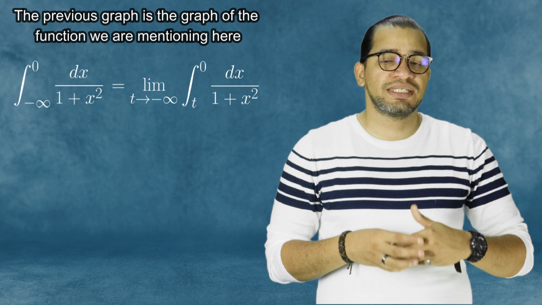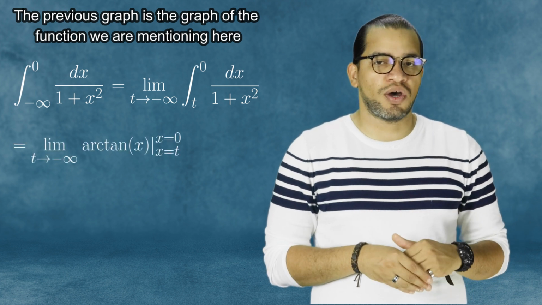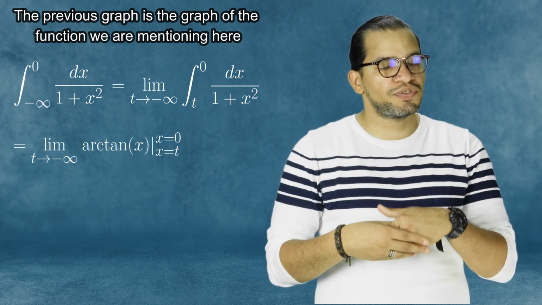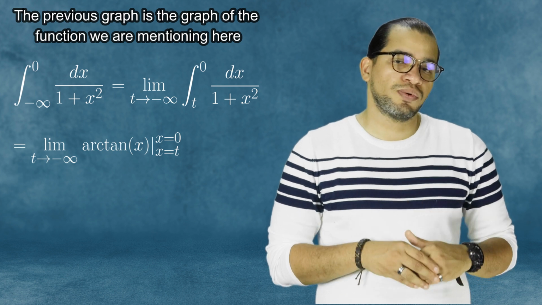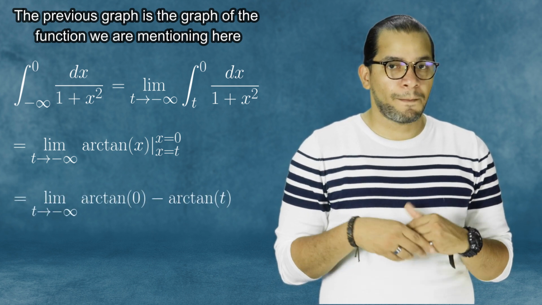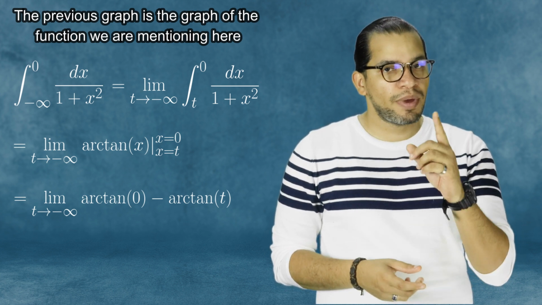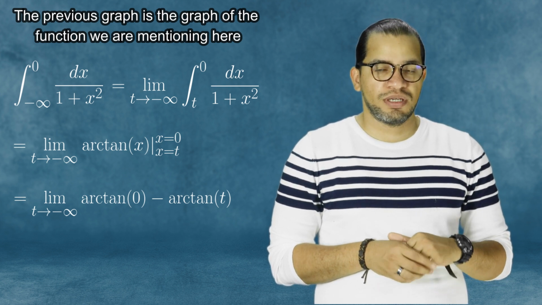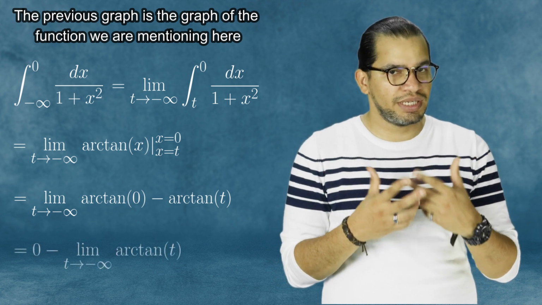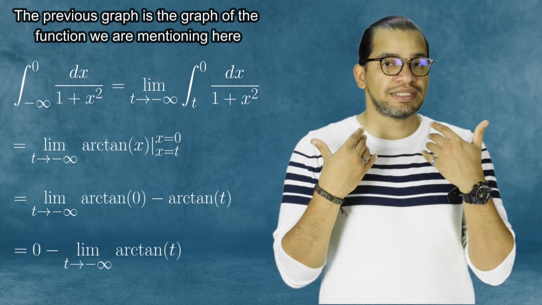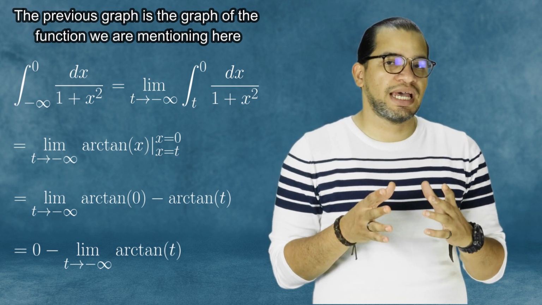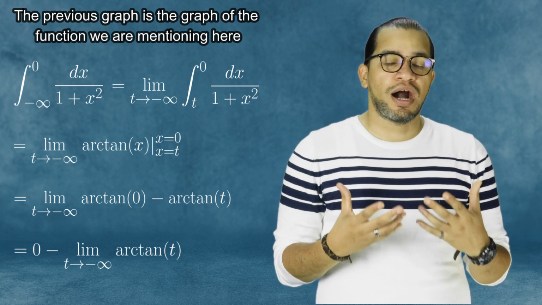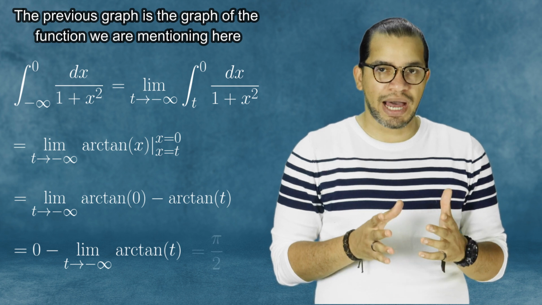Now, the result of this integral is equal to arctangent of x, which we need to evaluate from t to 0. And by using the first fundamental theorem of calculus, this is equal to arctangent of 0 minus arctangent of t. But remember that we need to take the limit when t goes to minus infinity. Now, arctangent of 0 is 0. And when t goes to minus infinity, arctangent goes to minus pi over 2. Therefore, our result will be equal to pi over 2.